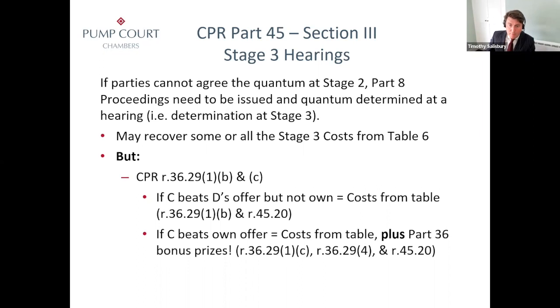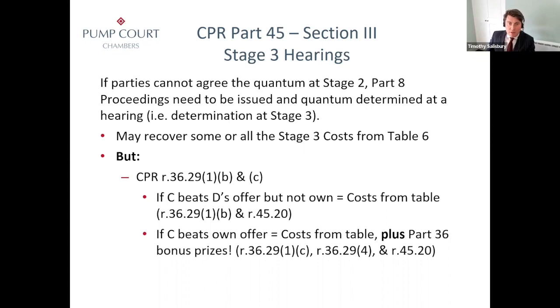So, for example, if the matter is determined at stage 3 on paper, then no advocate's fee is recoverable, just type A. If, for example, the matter goes to stage 3 and the party is a child or protected party, then type A, type B, and type C costs will be recoverable.